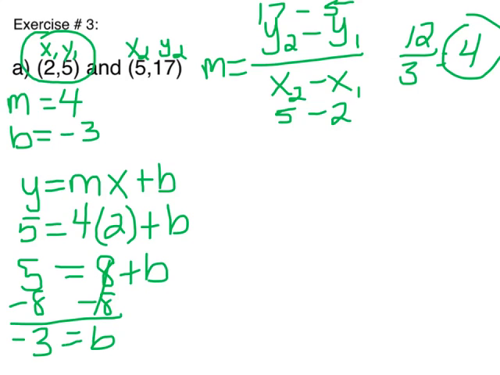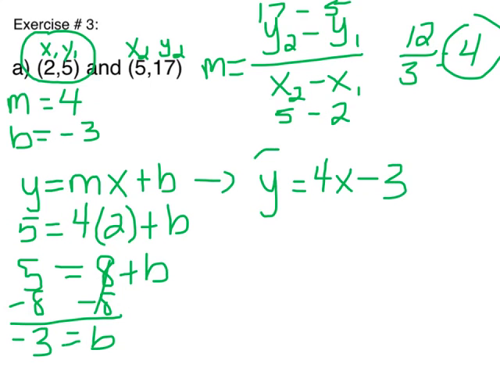Now place it back into the y equals mx plus b formula, so I have the information that's needed. Now let's just go ahead and write it in. y equals 4x, and you can write plus a negative 3, or you can just write minus 3. That is the equation written in slope-intercept form.